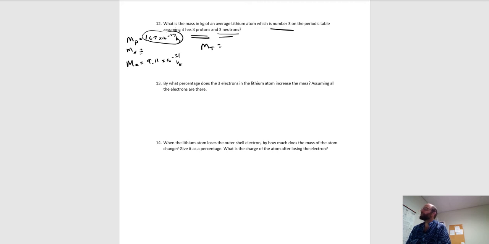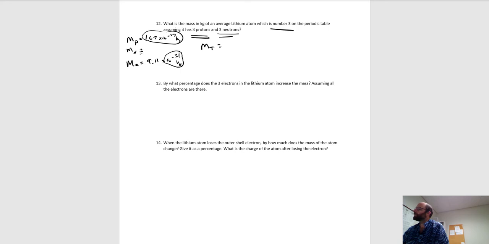And one thing to notice is this. A lithium atom, if it's not ionized yet, will have 3 electrons as well. But look at how much smaller the electrons are, 10 to the minus 31st. They just don't have any effect. So number 13 is kind of about that. By what percent do the 3 electrons increase the mass?